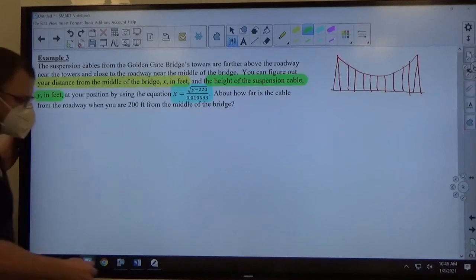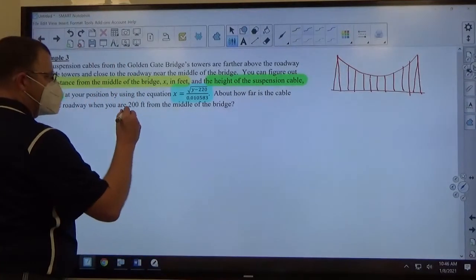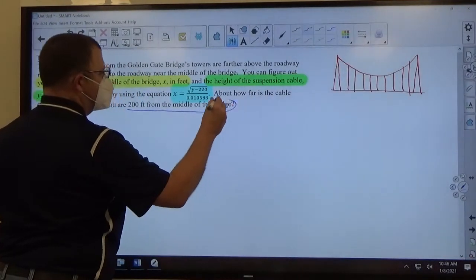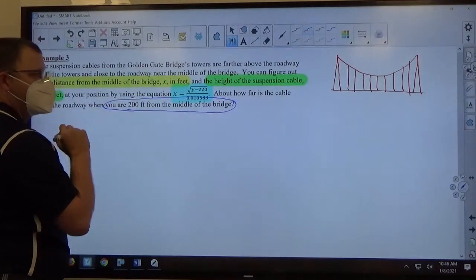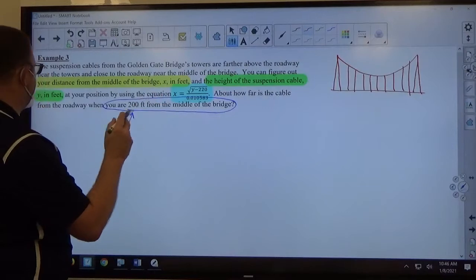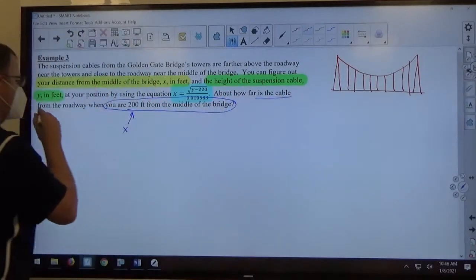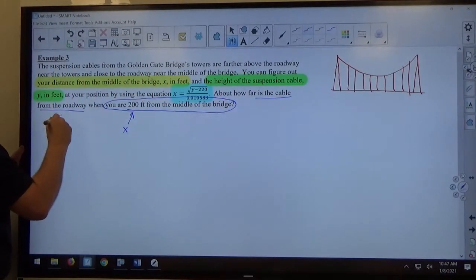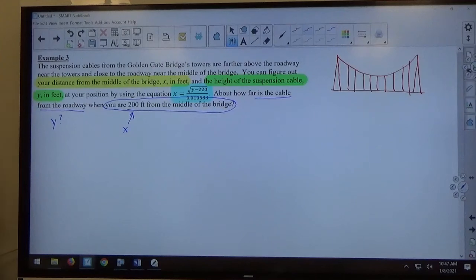Now, it says we are 200 feet from the middle of the bridge, so what are they telling me? Are they telling me x or y? They're telling us x, right? And they want to know how far is the cable from the roadway. They're asking us what is y, right? Notice the equation doesn't have y equals structure to it, right? It has x equals structure.